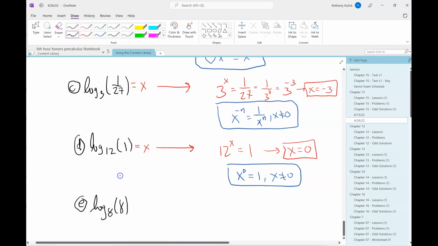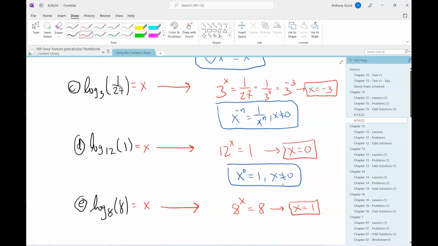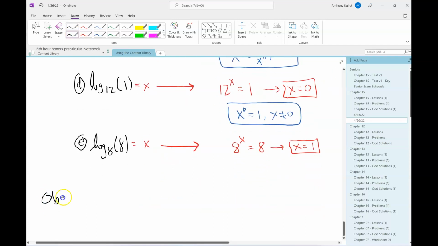All right, last example here. So log base 8 of 8. Again, I'll set that equal to x to make a logarithmic equation. Recast that as what exponential equation? 8 to the x equals 8. So what's x? 1. And that's pretty straightforward, right? No questions on that one.